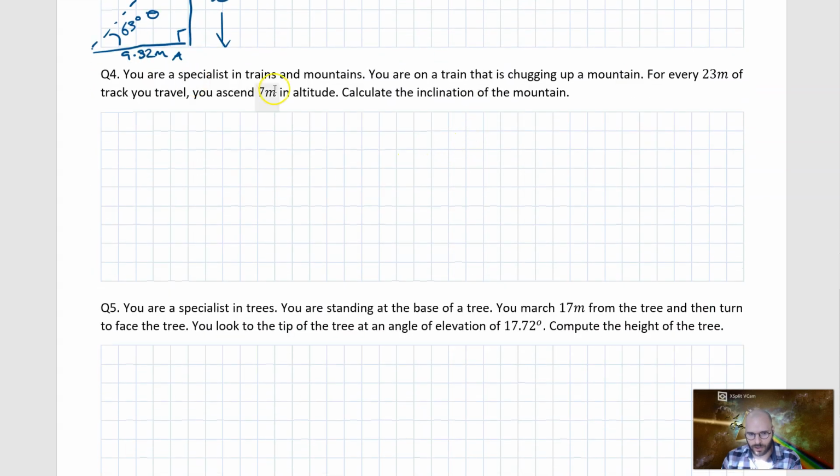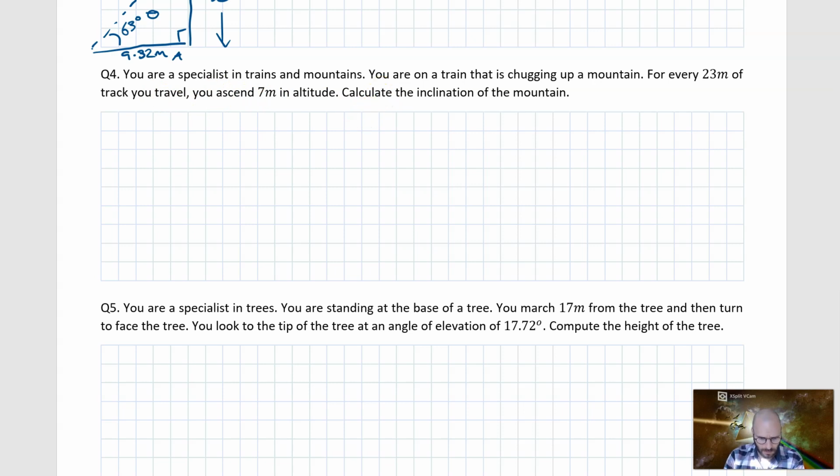Now next question: you're a specialist in trains and mountains. You are on a train that is chugging up a mountain. For every 23 meters of track you travel, you ascend 7 meters in altitude. Calculate the inclination of the mountain.